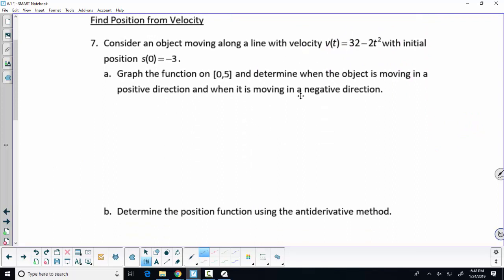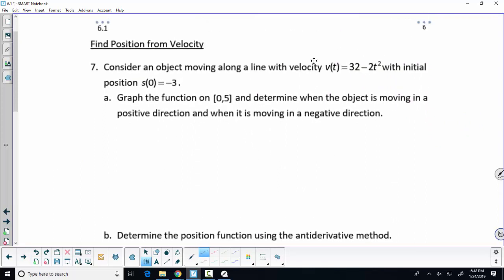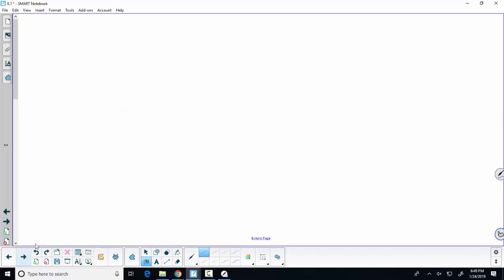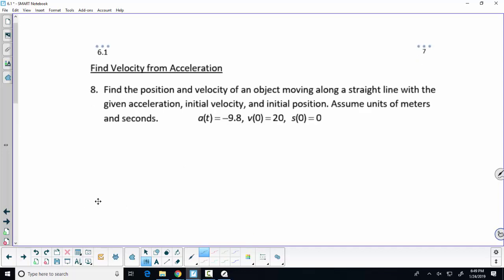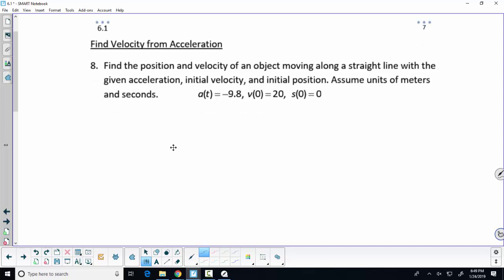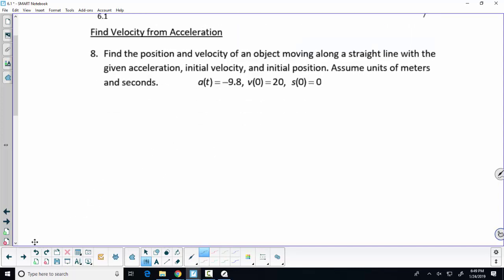I guess this example is similar to what we've just done, except that here, instead of starting with acceleration, giving a velocity function and then a position function, we're just starting off with the velocity and asked to give the position function using both methods. So is it all right if we bypass that, since we kind of just did that with another function? Is everybody all right with that? Again, a very similar problem here. Number 8.